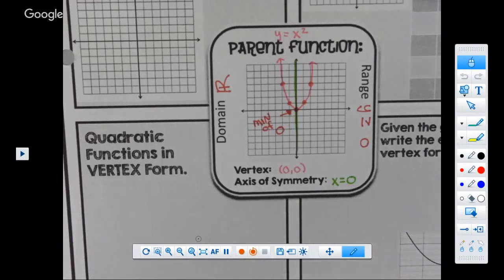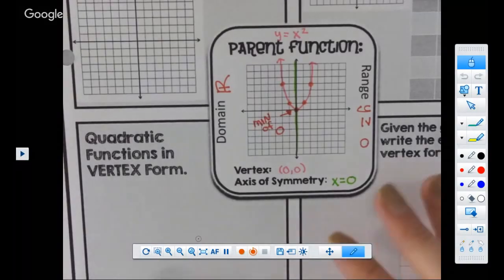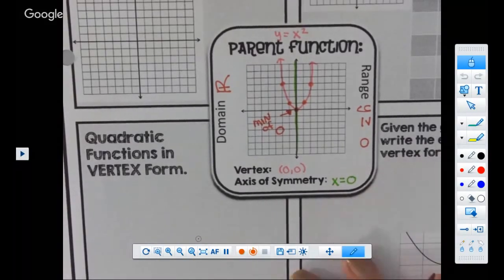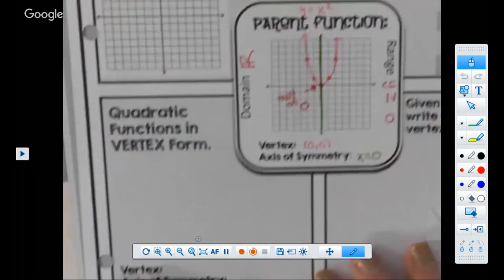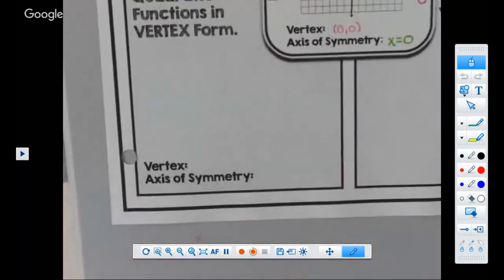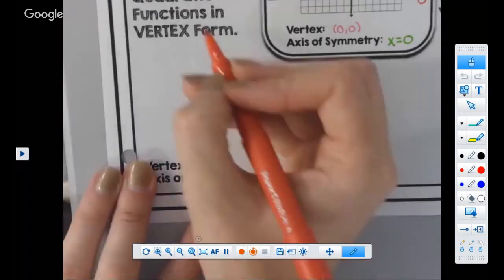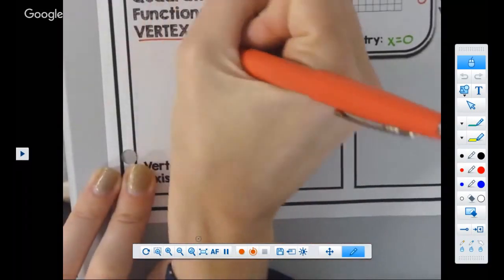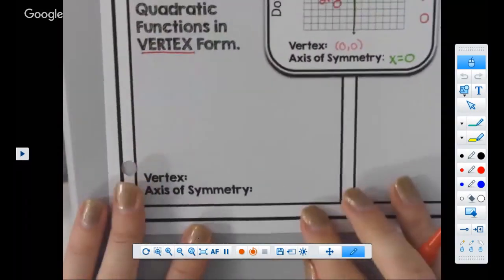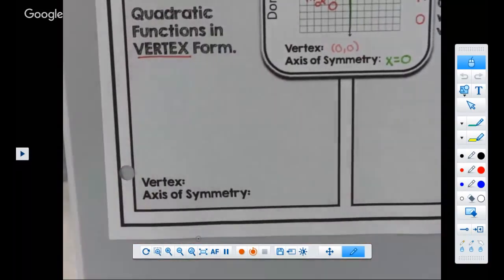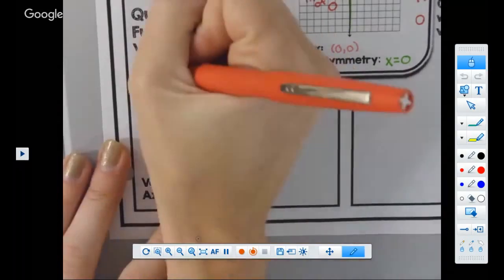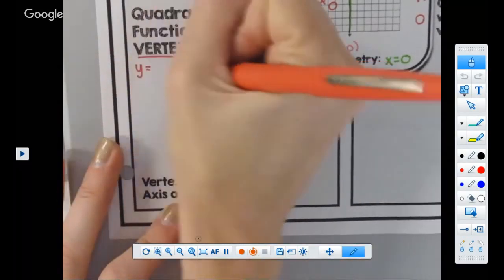All right, so from here, we're going to go to the bottom left box. We ready? And this is going to look very familiar to you. So this is vertex form. There are two forms. So we're going to do vertex form first, and then we're going to start talking about standard form near the end of today. So this is vertex form.